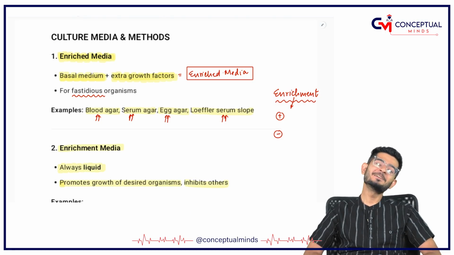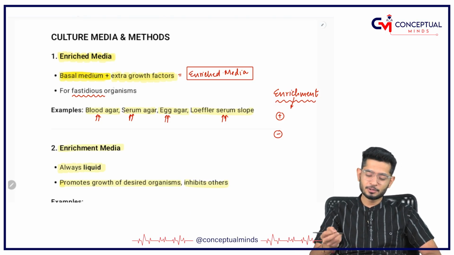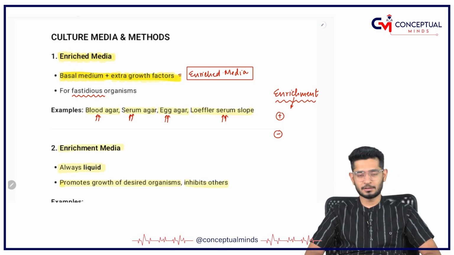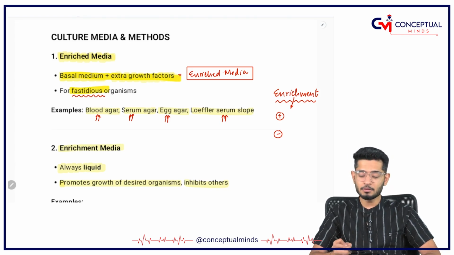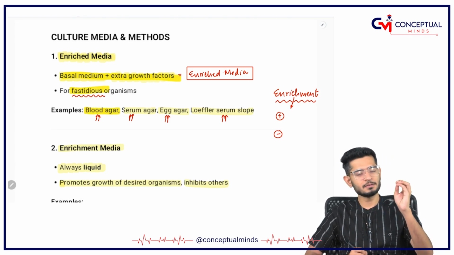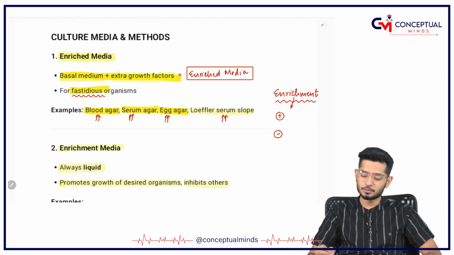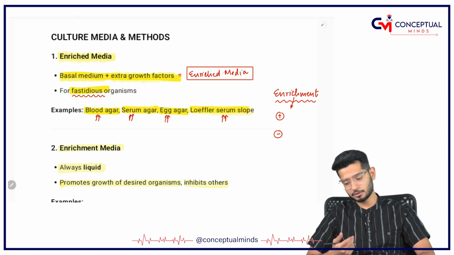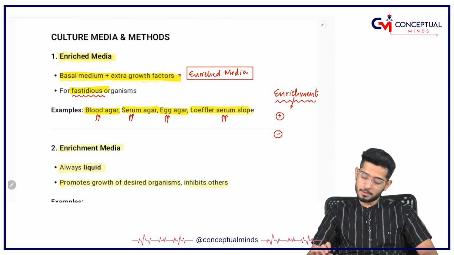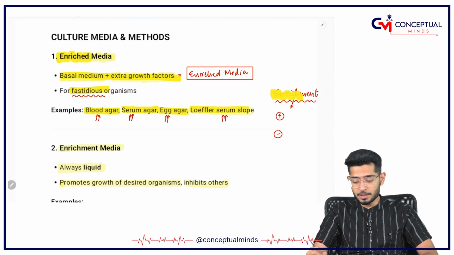Basically, enriched media means basal media, just like the normal milk, plus some extra growth factors. That is called enriched media, for fastidious organisms, like blood agar. Normally agar is there, but blood is responsible for the growth factor. Serum agar, serum is the growth factor. Egg agar, egg is the growth factor. Loeffler's serum slope, serum is again for the growth. So remember, we have said enriched media, not enrichment.